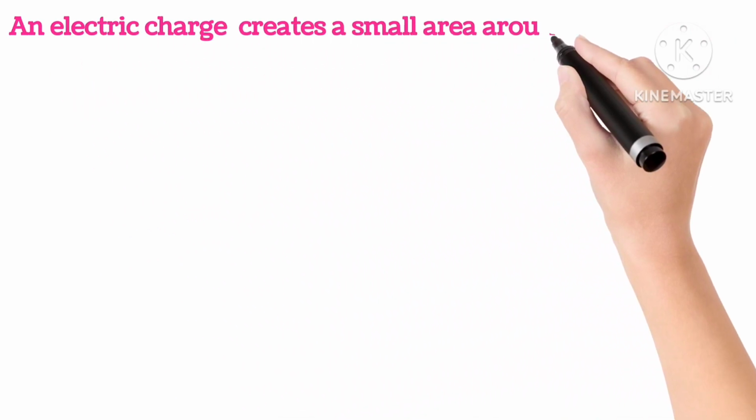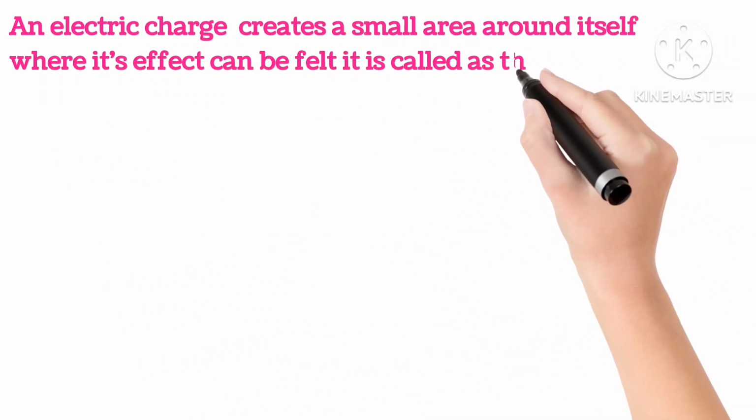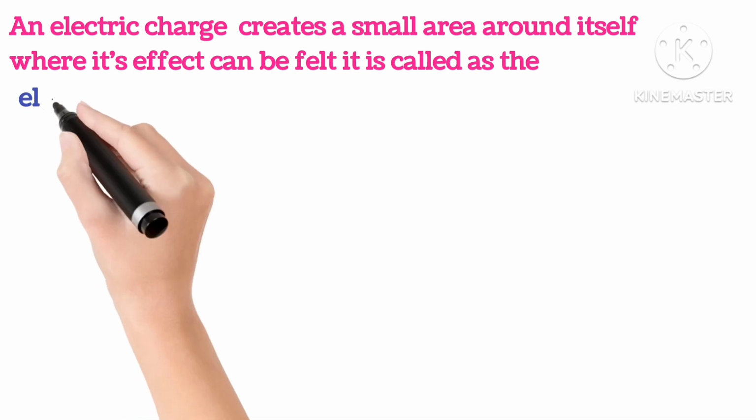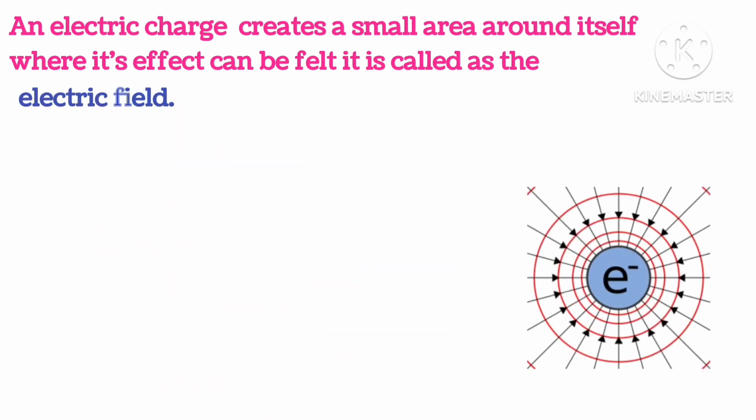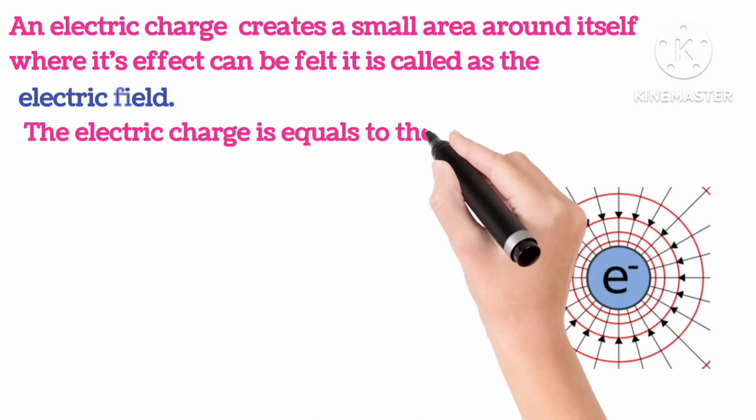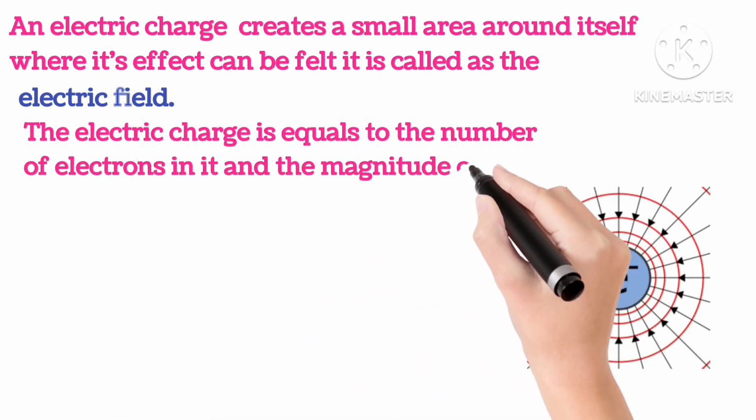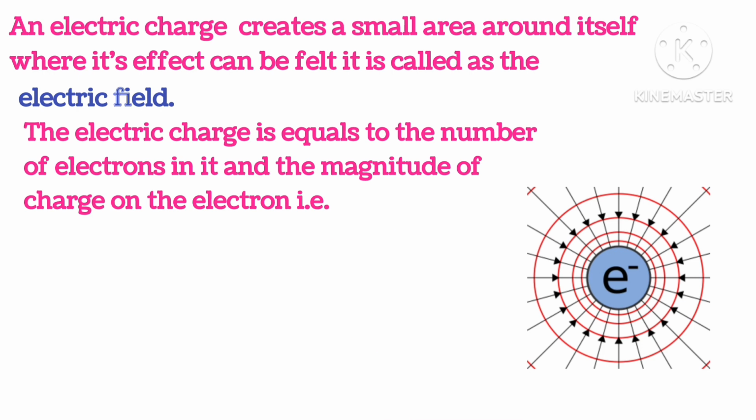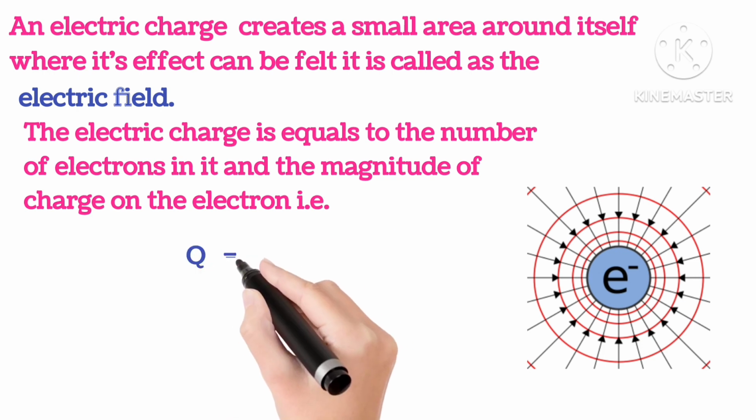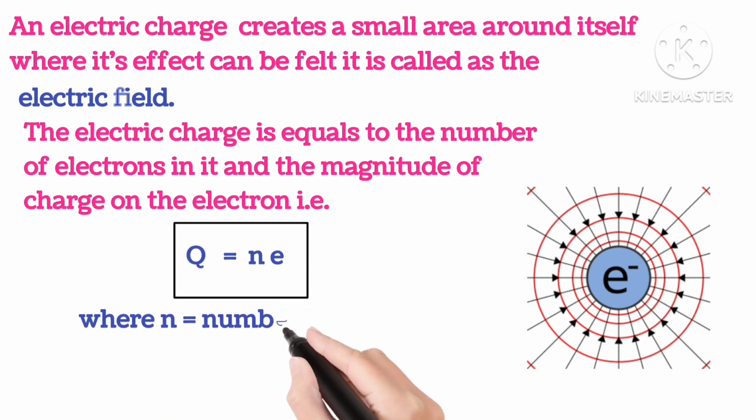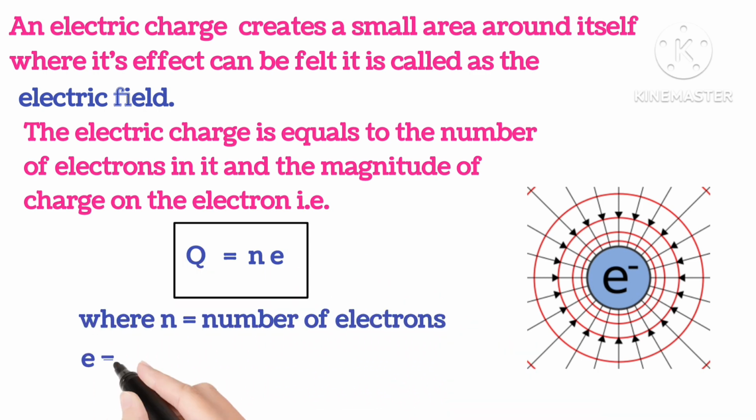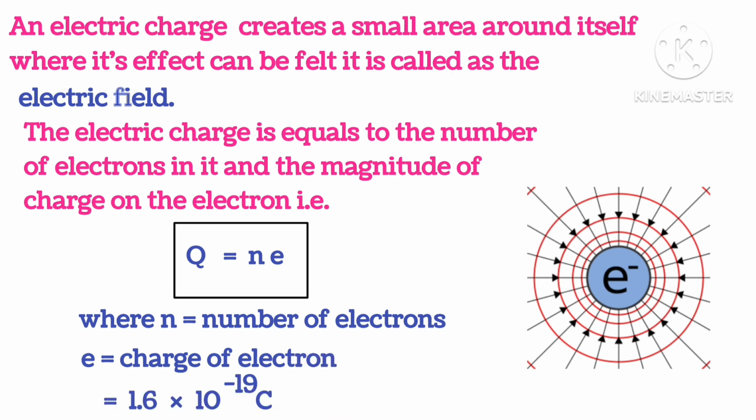An electric charge can create a small area around itself where its effect can be felt. It is called the electric field. The electric charge is equal to the number of electrons in it times the magnitude of charge on an electron. That is, Q equals N into E, where N is the number of electrons and E is the charge of an electron, which is 1.6 into 10 to the power minus 19.